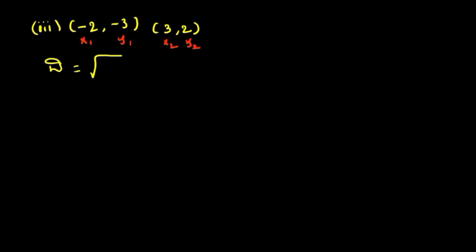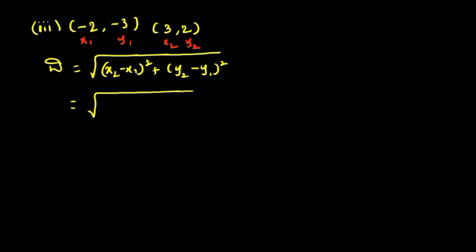The distance formula is root of x2 minus x1 whole square plus y2 minus y1 whole square. Okay, so that is equal to root of x2 minus x1. What is x2 in this? Yes, that is 3 minus, and x1 is minus 2. Don't forget this minus I wrote again here, but x1 is minus 2, so we get minus of minus 2 whole square, and y2, 2 minus y1 is again minus 3, minus of minus 3 whole square, right?